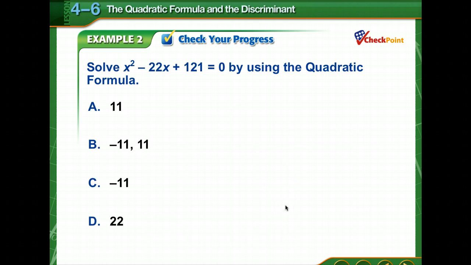Time to check your progress. So pause the video for a moment, substitute in the quadratic formula, and come back and check your answer. All right, you got 11. So if you had a problem with that one, make sure you check with me tomorrow.